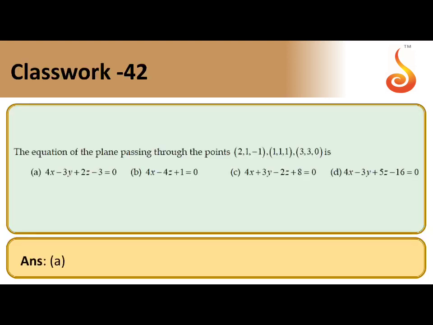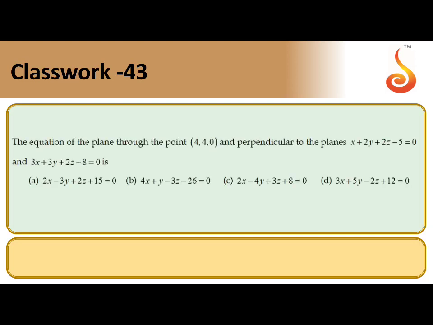Check the answer, correct or wrong. A is the right answer. Next, the equation of the plane passing through (4, 4, 0) and perpendicular to the planes. So they are given the equation of a plane passing through a point and perpendicular to two given planes. In this case, the formula is x minus x1, y minus y1, z minus z1. For all plane equations, at most you can use that it passes through some point. And perpendicular to two planes means a1, b1, c1, a2, b2, c2.